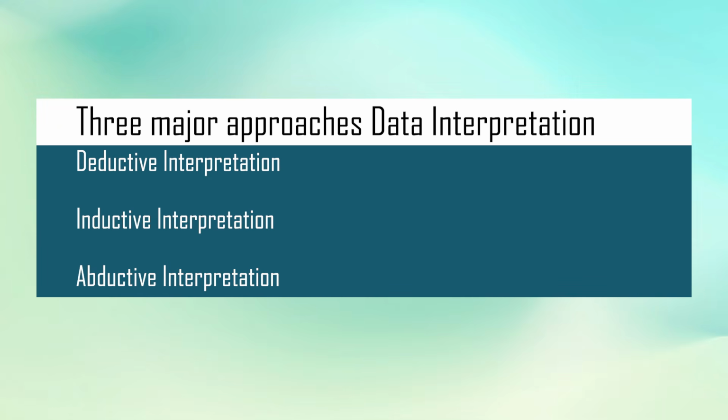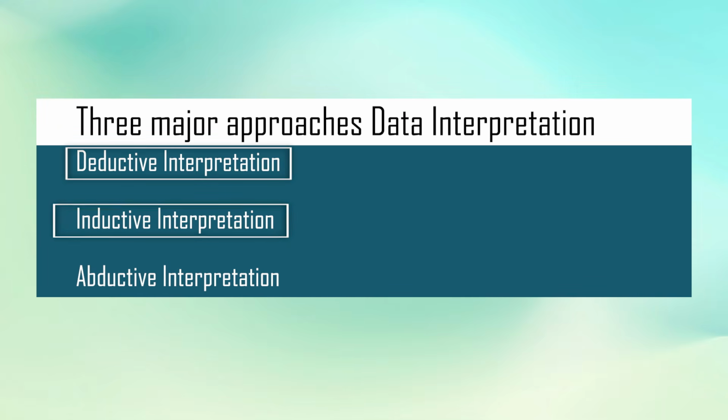Now, there are different approaches to data interpretation. There are three major types. One is deductive, then inductive, and abductive interpretation. The first one, deductive interpretation.